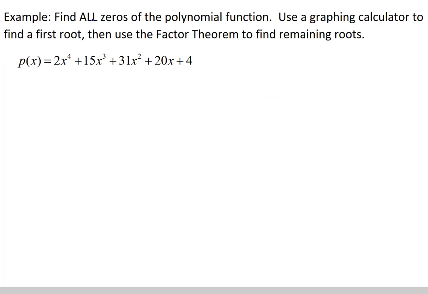We want to find all zeros. All means all. They may or may not be rational. We want all zeros of the polynomial function. We want to use a graphing calculator to find the first root, then use the factor theorem to find the remaining roots. In other words, we're going to cheat a little bit, or get a nudge in the right direction with the graphing calculator. The rest of it will follow from all of our theorems.